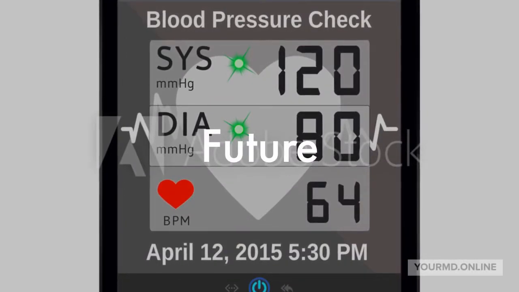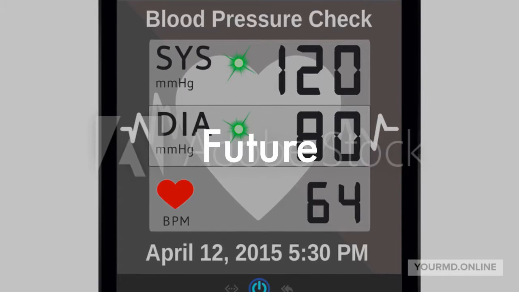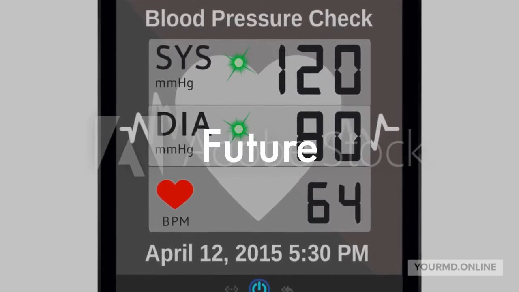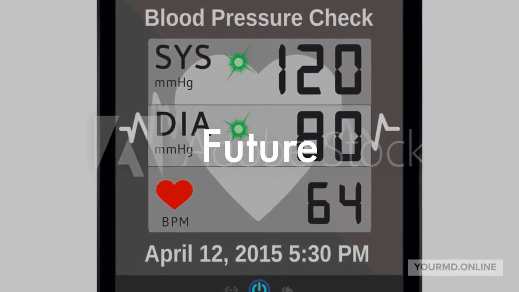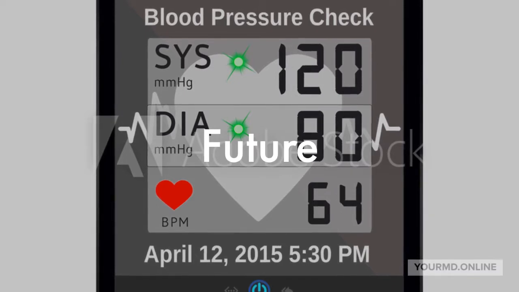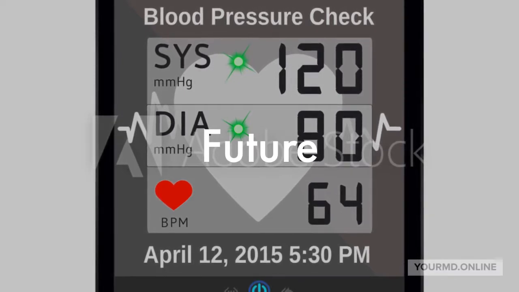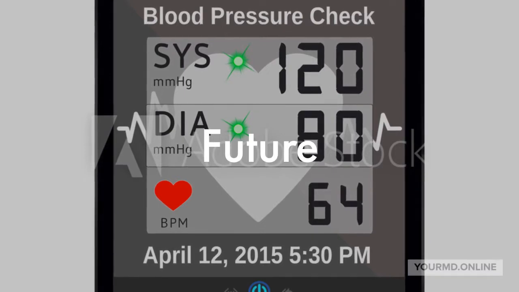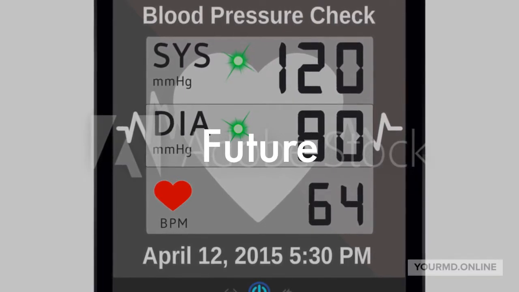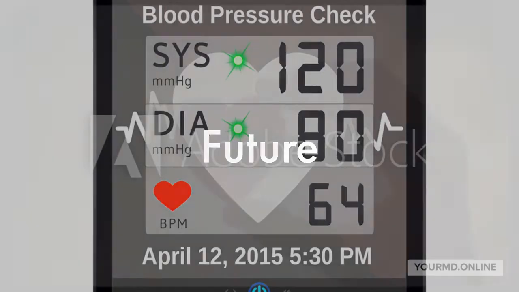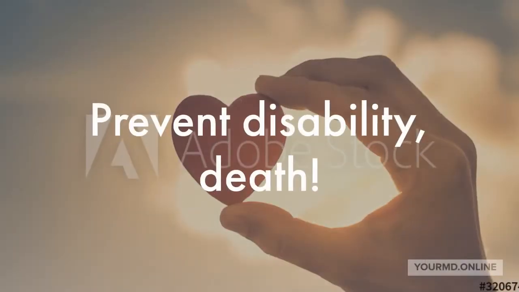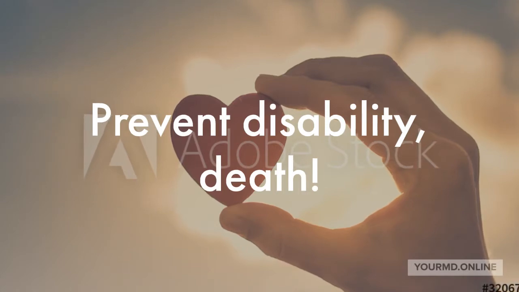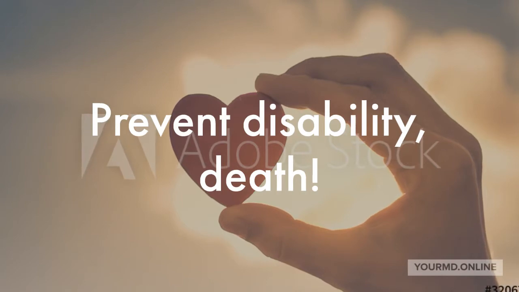With the advent of technology, smartphones, wearable smart devices, we're now able to detect higher blood pressures more accurately and also understand patterns in a patient who is suffering from high blood pressure by looking at the data on a continuous basis. Being informed about blood pressure medications and blood pressure control can help you prevent disability from a stroke or even death from strokes and heart attacks.